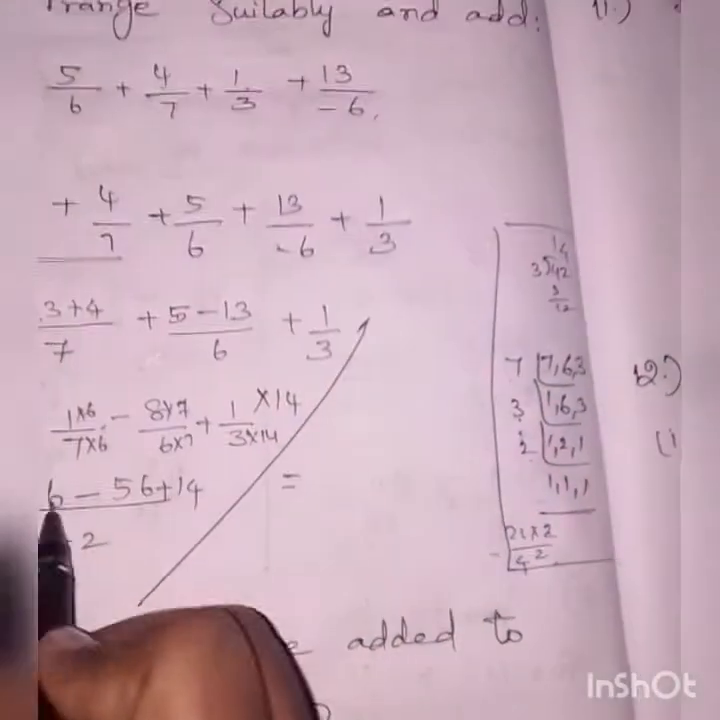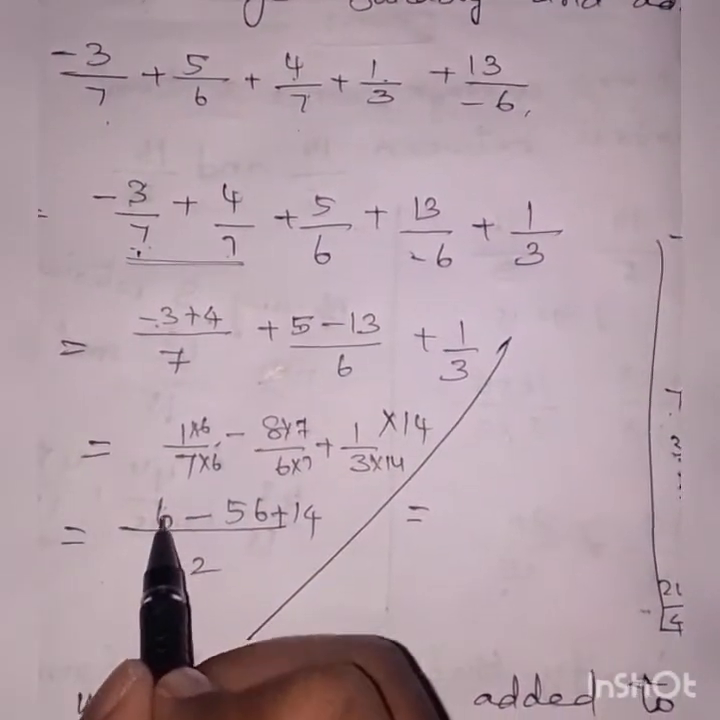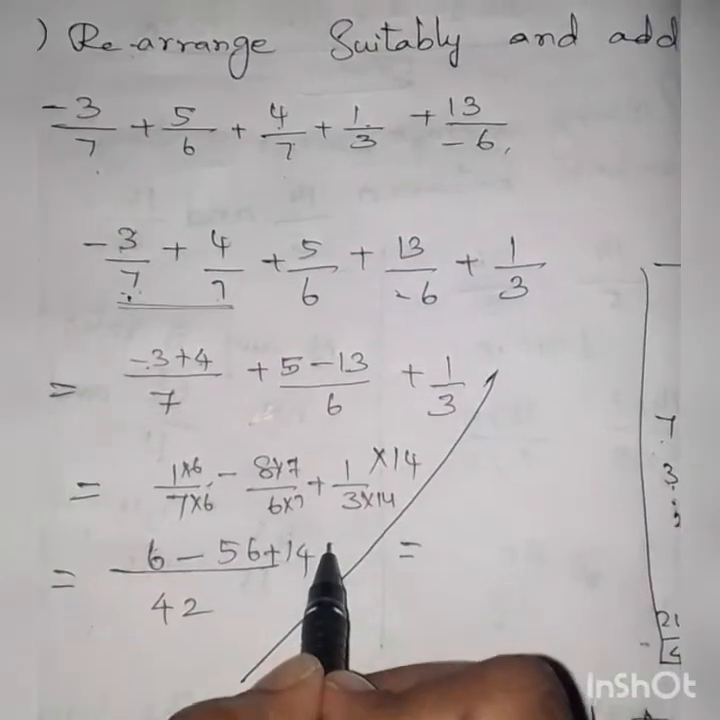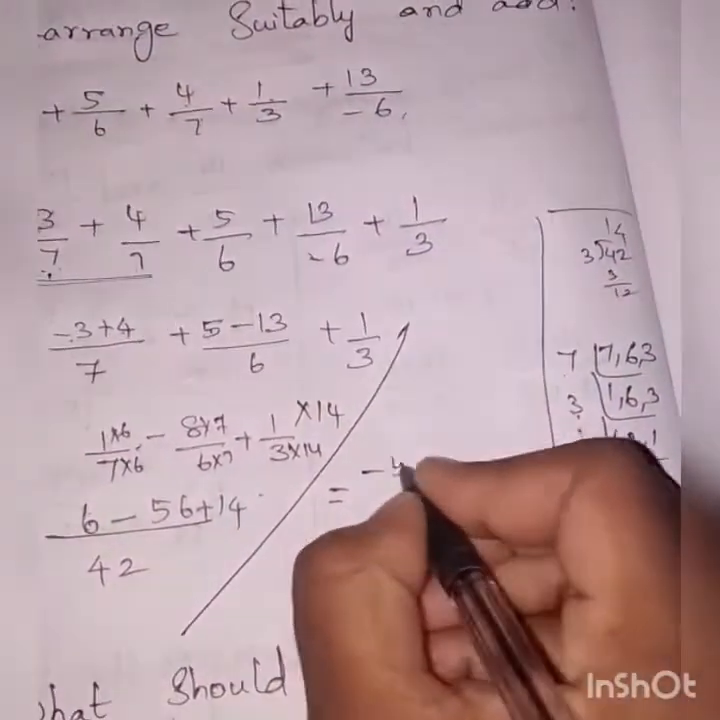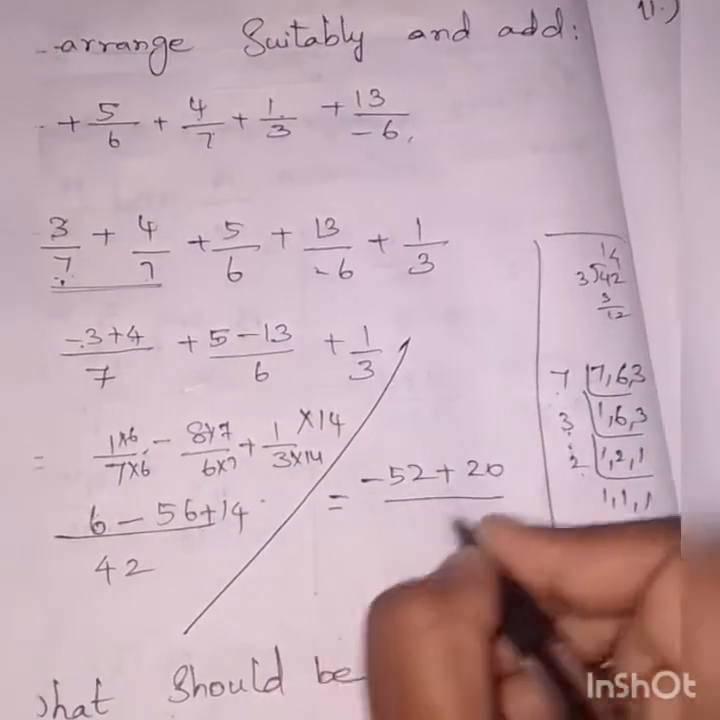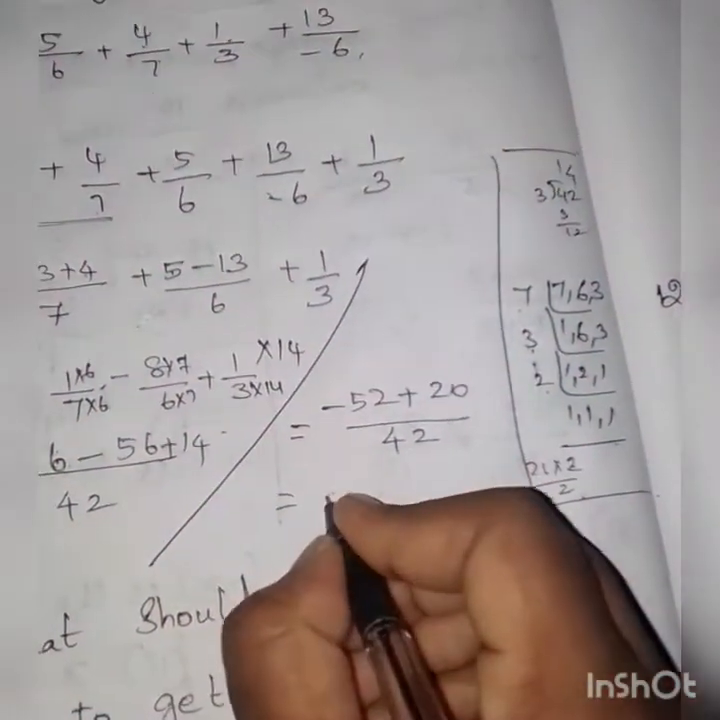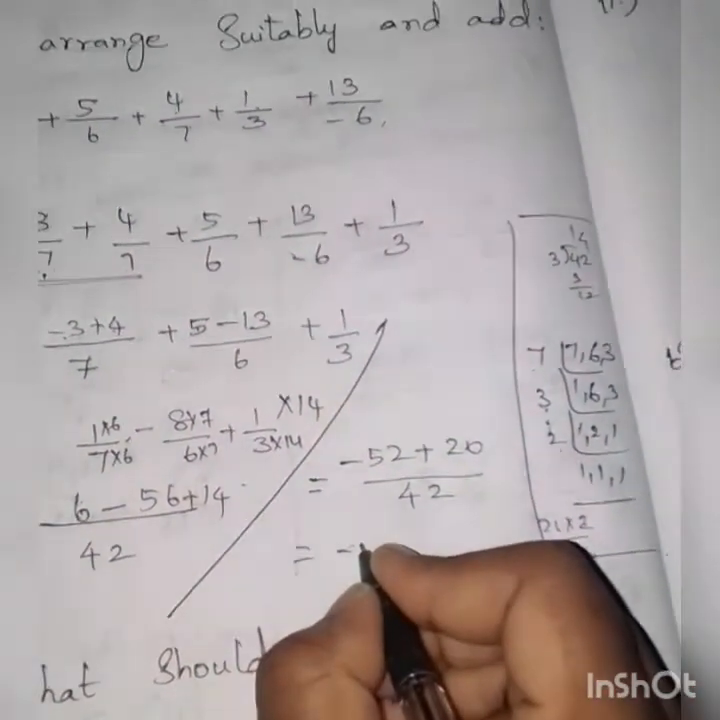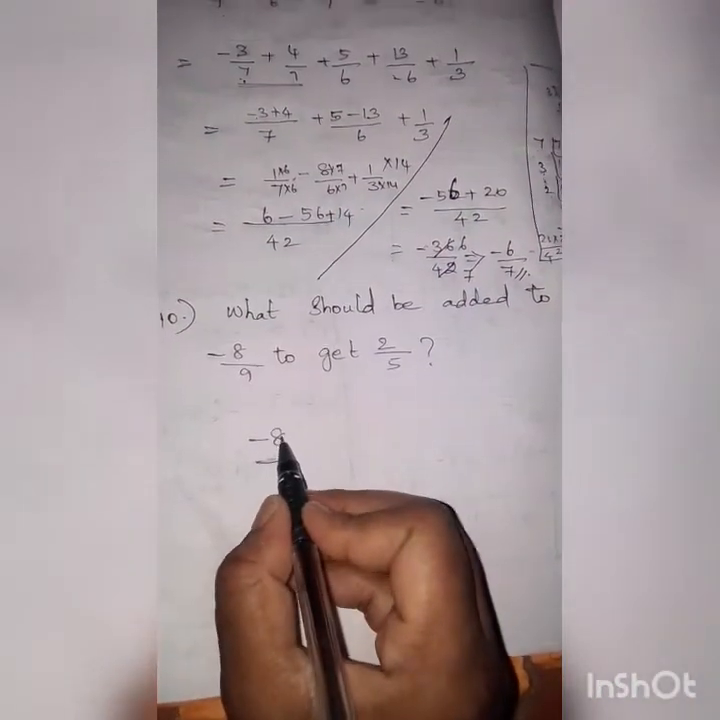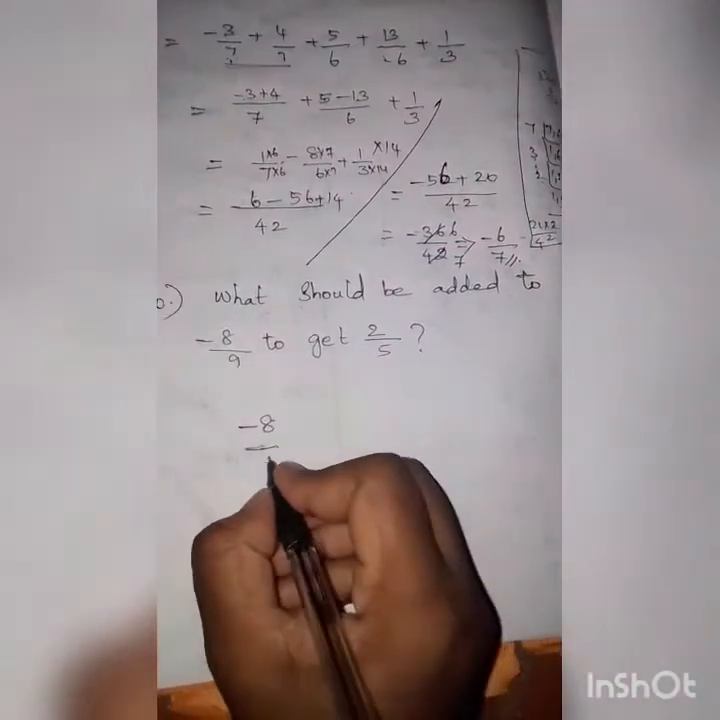Which is equal to, first you add the same numbers. 6 plus 14 is 20. So minus 56 and plus 20, whole divided by 42. What is 56 minus 20? So minus 8 divided by 9.